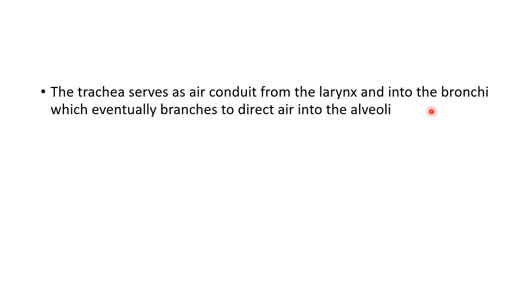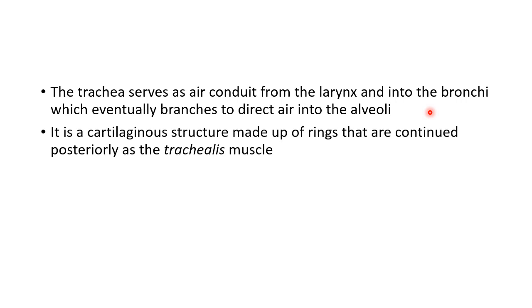The trachea serves as air conduit from the larynx and into the bronchi, which eventually branches to direct the flow of air into the alveoli. The trachea is a cartilaginous structure, which means it is made up of hyaline cartilage, a strong type of cartilage. And that cartilage is arranged as rings, okay? But the rings are not complete rings.